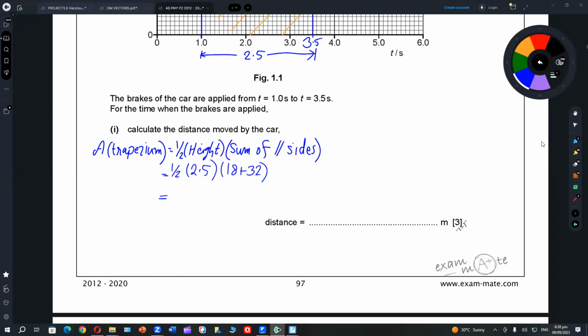Any other answer? One answer is 62.5. So the area of the trapezium is 62.5, but the area of the entire distance is 94.5. No, only when the brakes are applied. Oh, okay, sir. So it's 62.5 then, because we're not supposed to find the total area. We have to stay with the area when the vehicle is slowing down.